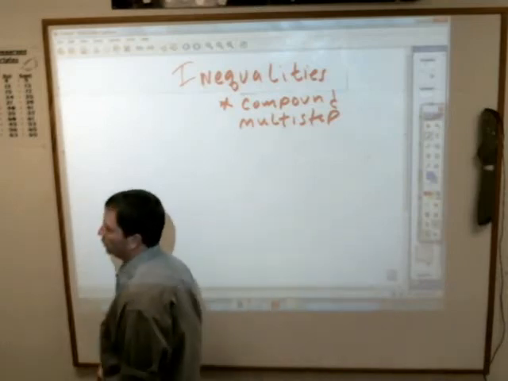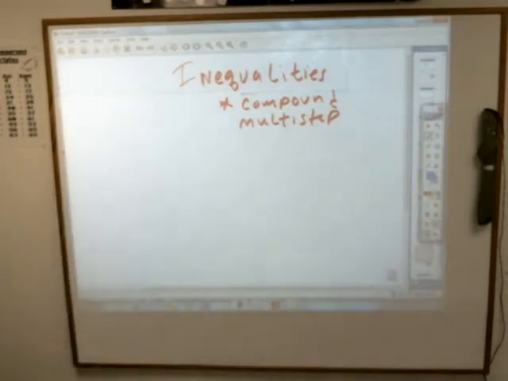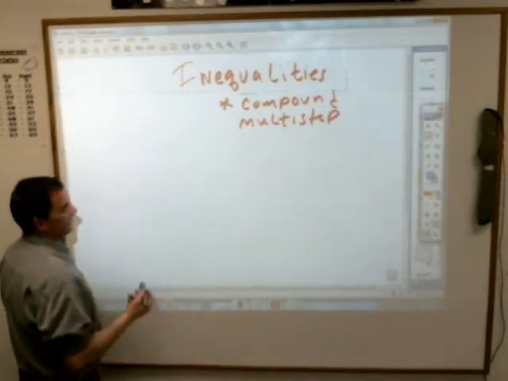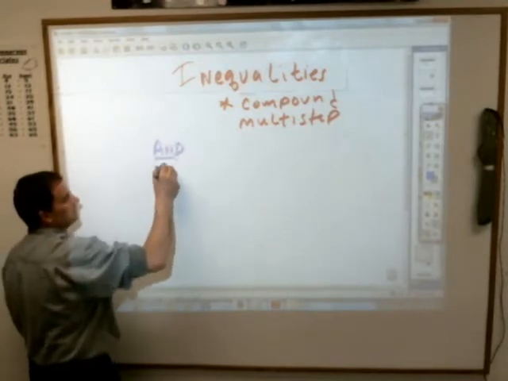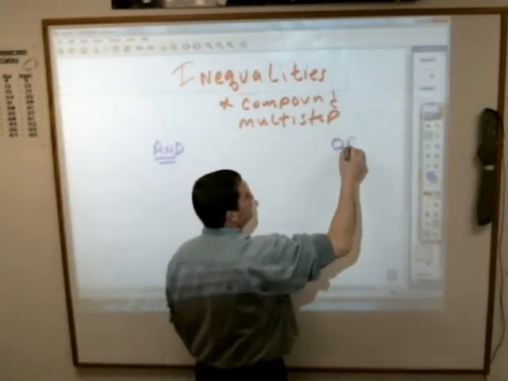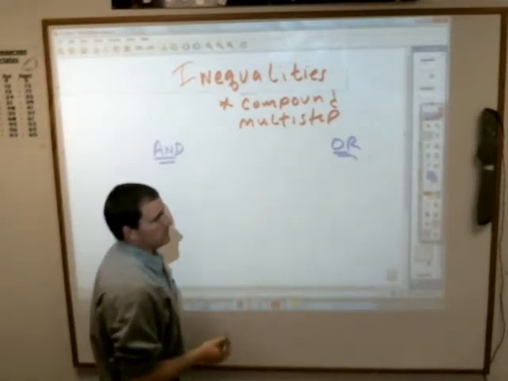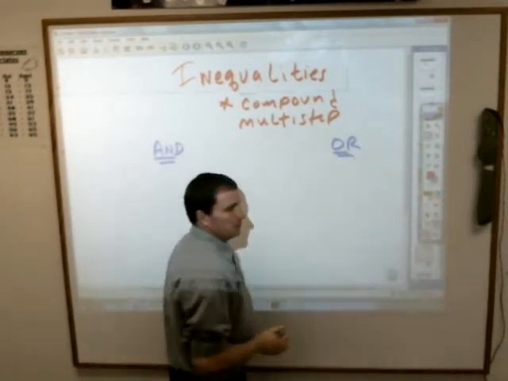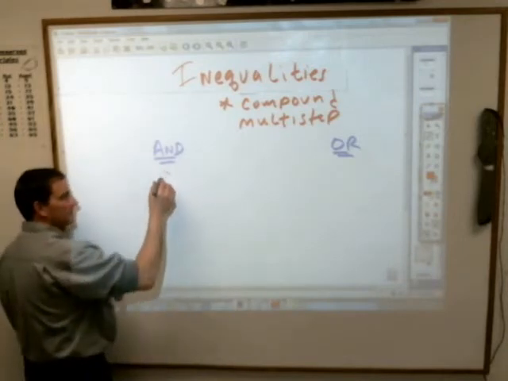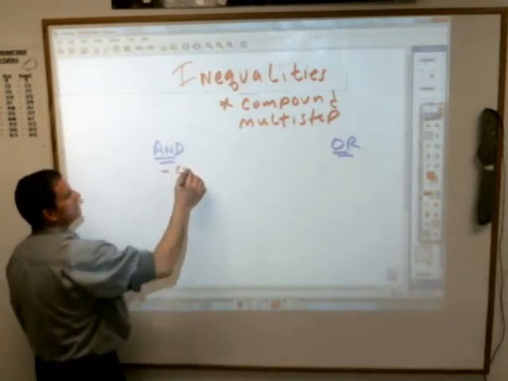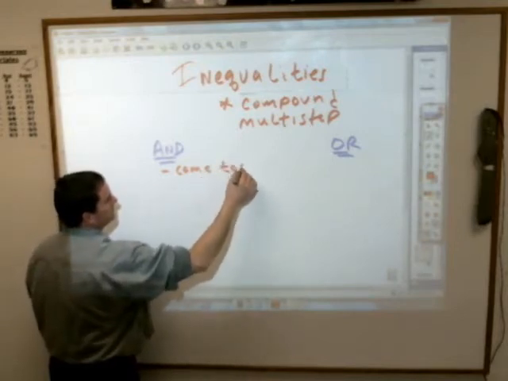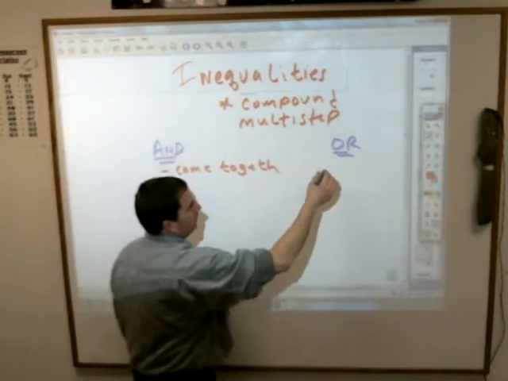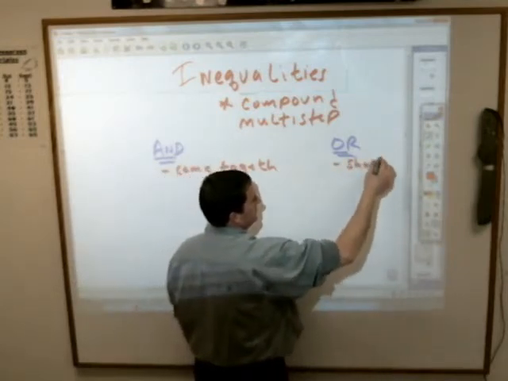Let's review the whole compound thing, because on the last couple of quizzes, some of you didn't do quite so well. A compound inequality is either an "and" inequality or an "or" inequality. What would be the difference between the two? The "and" ones come together, while the "or" ones shoot off in opposite directions.